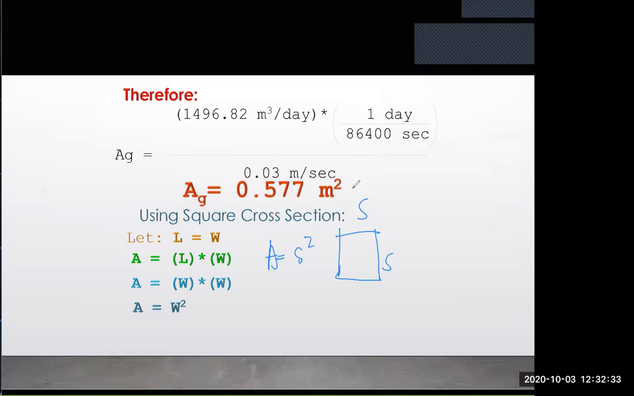So if I have now the area here, and I am looking for W, I can just take the square root and I get W, right? Or the width of my grit chamber. So let's do that.